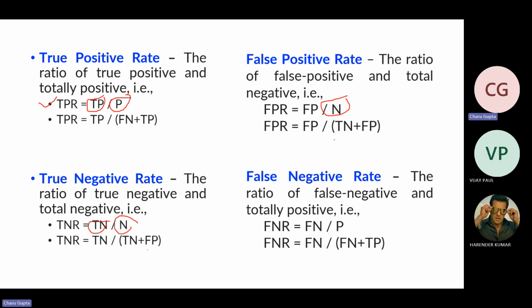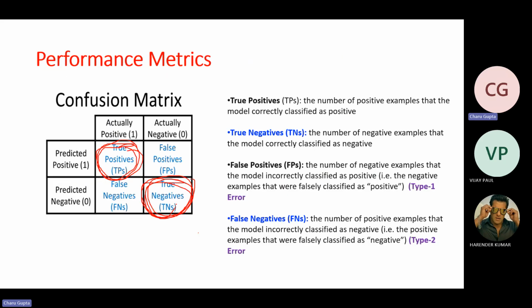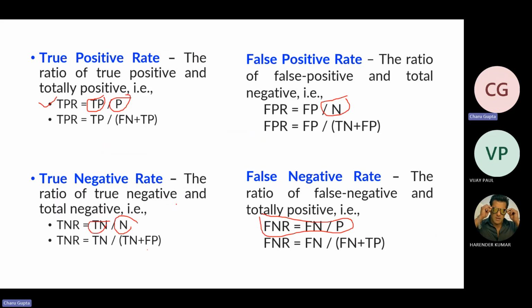The next evaluation metric is false negative rate, which is false negative over positive values. So these formulas you will be required to remember, and there will be a direct question related to this. You will be given a confusion matrix wherein you will be required to calculate true positive rate, false positive rate, true negative rate, false negative rate, right?